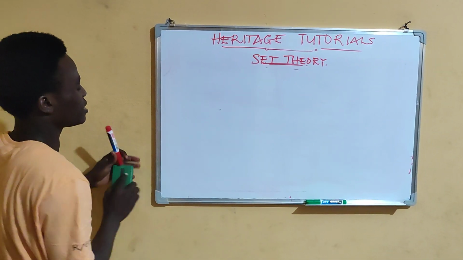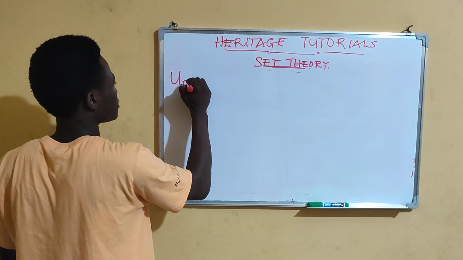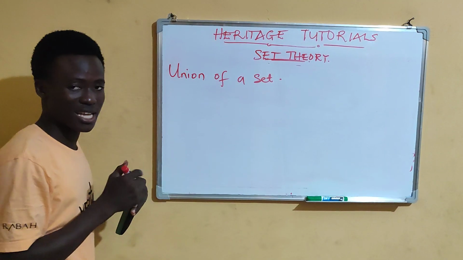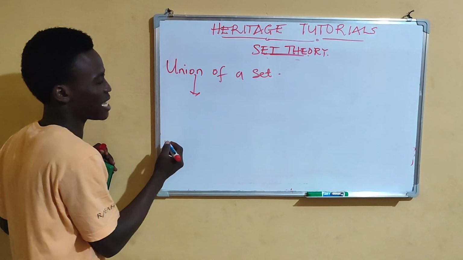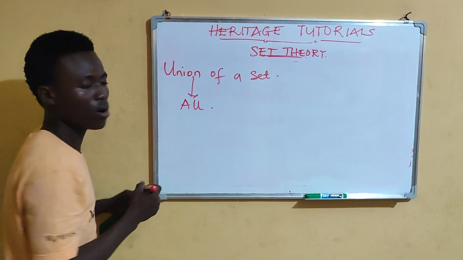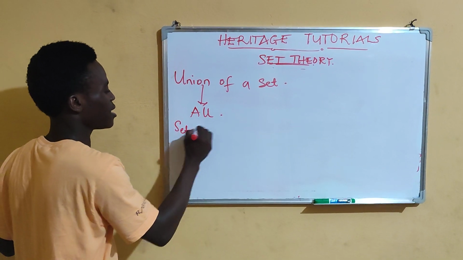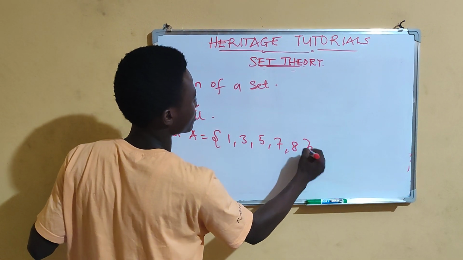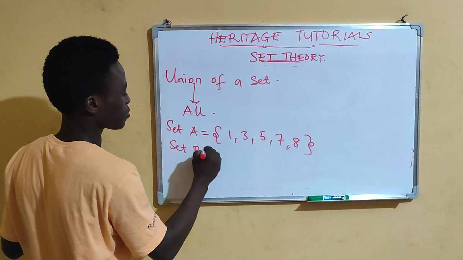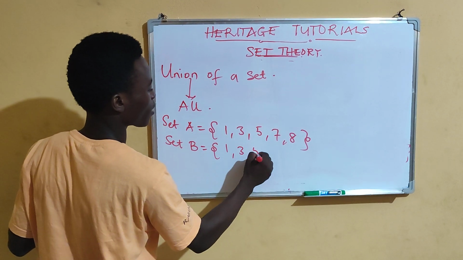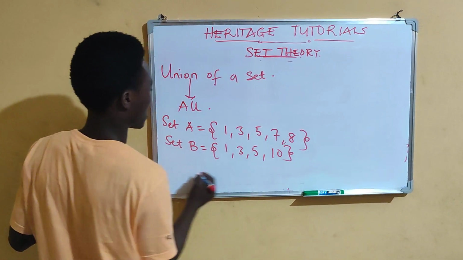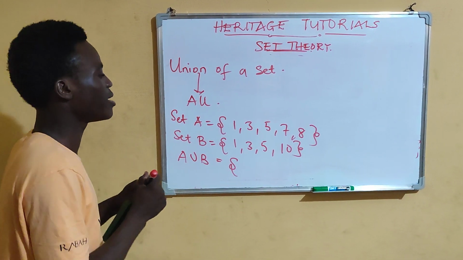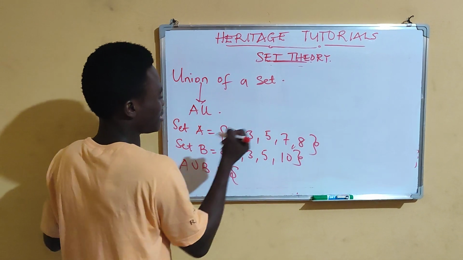After intercept of a set, we have what we call the union of a set. What makes you understand union better is the idea that it is all elements. So if I have set A equal to 1, 3, 5, 7, and 8, and my set B equals 1, 3, 5, 10, I can ask you to find A union B. That will give me all the elements in both A and B.